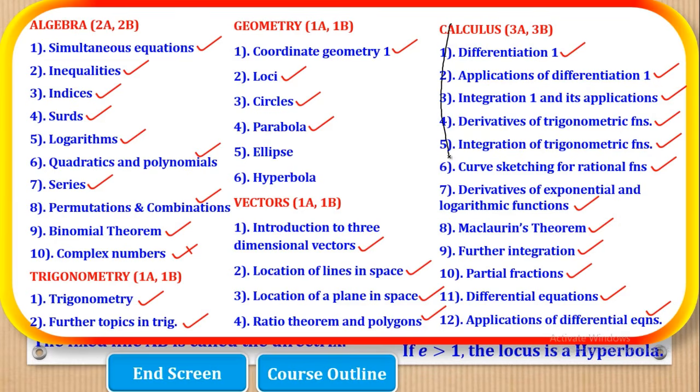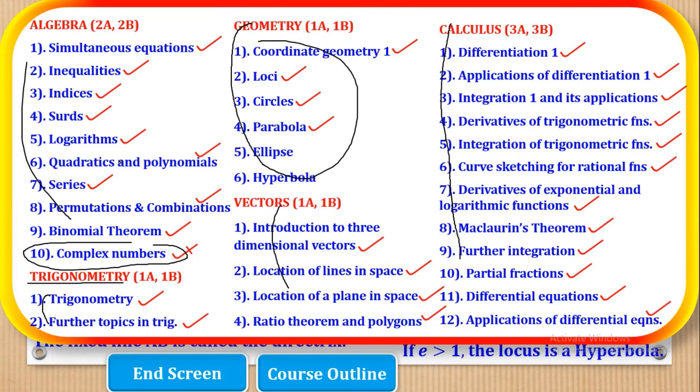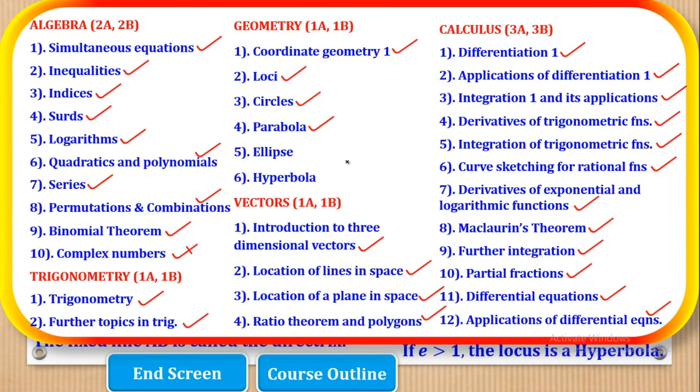Calculus is already completed, vectors is completed, and in algebra we are remaining with complex numbers, which is half ticked. Half ticked means that the video is available but it will be remade because of the quality. Trigonometry is also complete. Now we are working on geometry. After geometry, we shall complete this part of algebra with complex numbers. Today we are going to cover parabola.